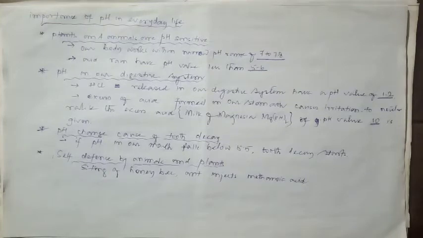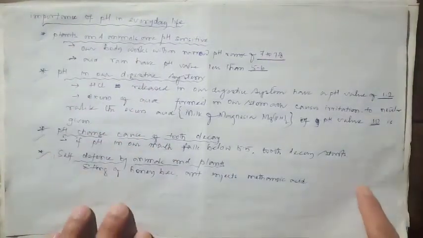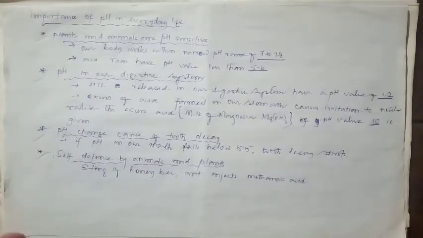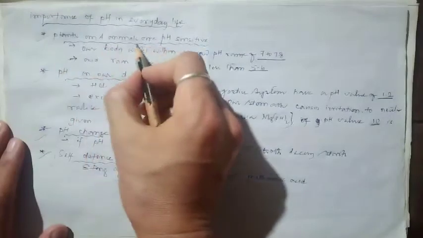Let's move on, students. Let's try and understand what is the importance of pH in our everyday life. Here I have mentioned some of the important points that show the importance of a pH value in our daily life. So first of all, plants and animals are pH sensitive. That means a narrow change in pH can affect a living being drastically.